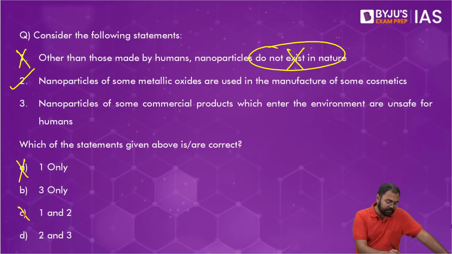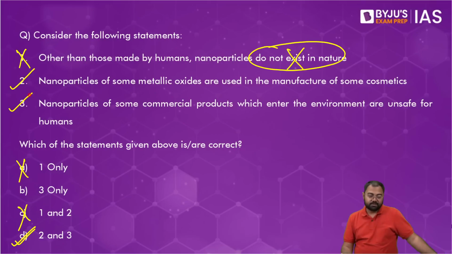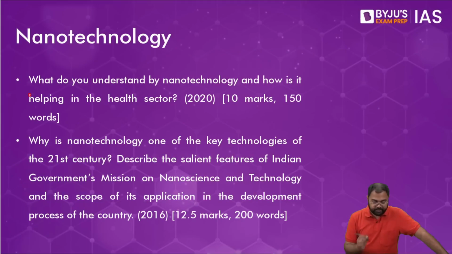A and C say 1 and D says 2 and 3. Nanoparticles of sub-commercial products which enter the environment are unsafe for humans. We discussed nano pollution, exactly the same concept. So this is what it is. This brings us to the end of this chapter. Let us discuss the questions of nanotechnology after the break.